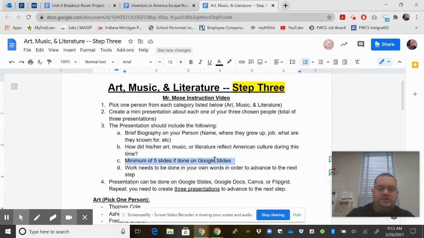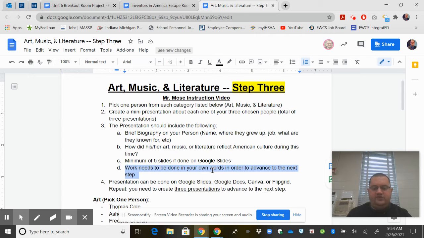Work needs to be done in your own words in order to advance to the next step. This is something that we are going to be really hard on. If we get a presentation and it's obvious that it's been copied and pasted from Google, we are going to tell you to fix it. Some things are fine to copy from Google, obviously, like the name. But what we really want is for you to read something on Google and summarize it in your own words, using your own language and words you know the meaning of, and put it on the presentation. That's what we want you to get at there.